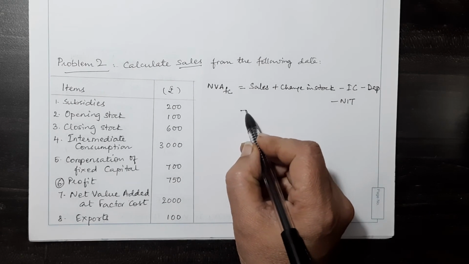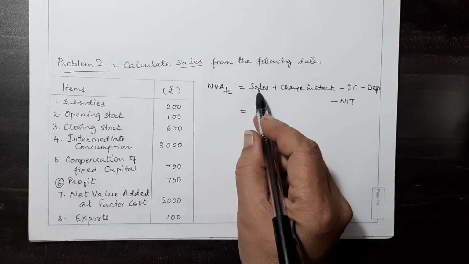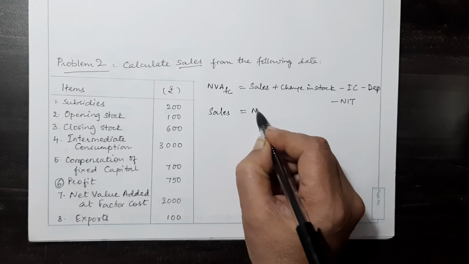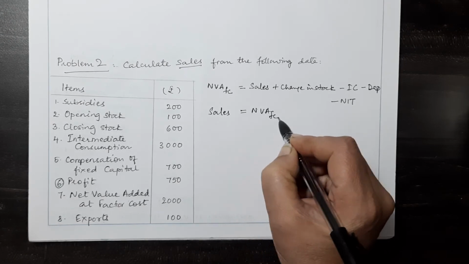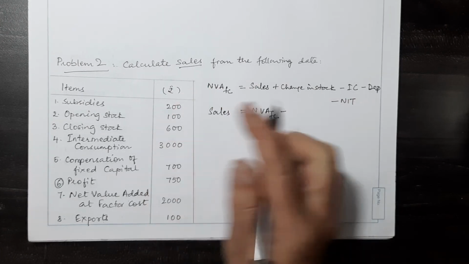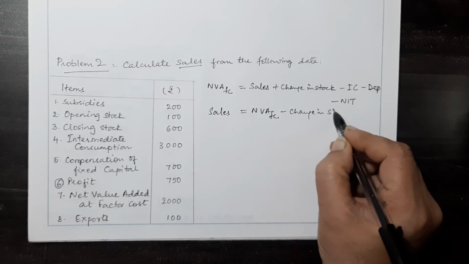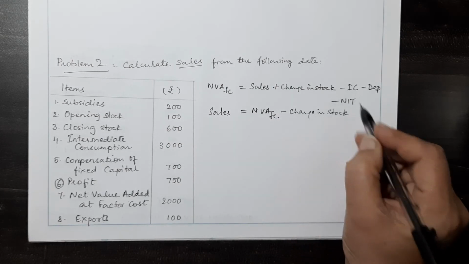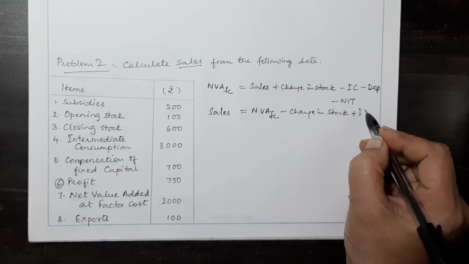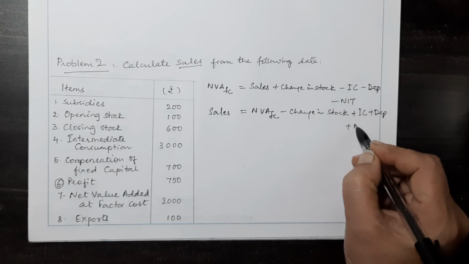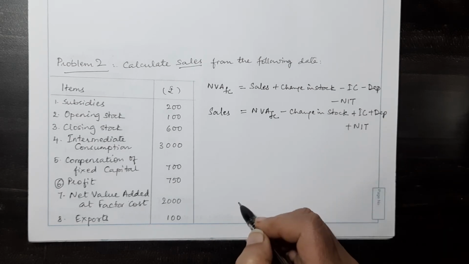Now, put in the values of these. Now, we want sales now. So, we will take this sales on the left hand side. Let us write sales equals NVA FC minus, because these are going on to the left hand side, we will write change in stock. Now, this minus becomes plus intermediate consumption plus depreciation here and plus net indirect taxes, right?